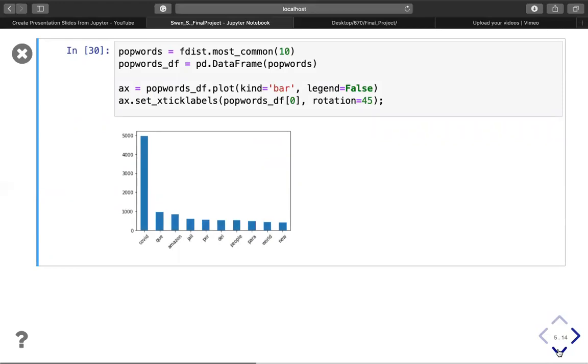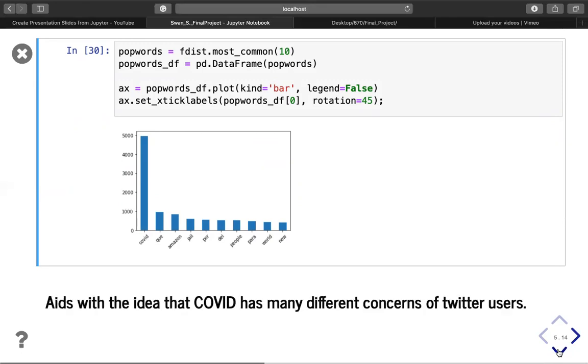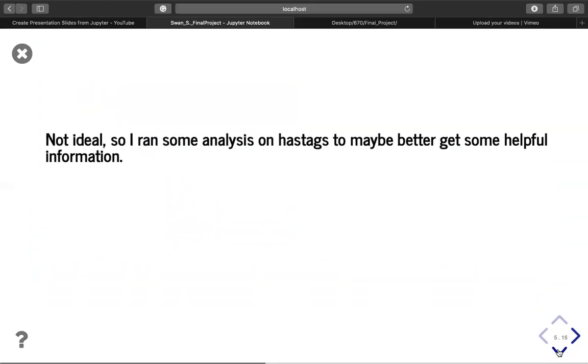But just looking at this graph and the next one, you can't really get the idea of central themes that could be occurring from this with just the frequency distribution of words. I think people are just tweeting about COVID. So there is a very wide variety of opinions and thoughts and themes around this topic, which would make sense. It wasn't really ideal descriptive analytics.